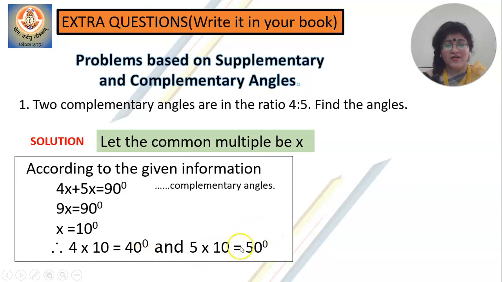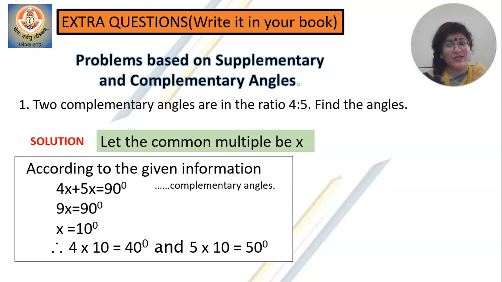And together, won't they total up to 90 degree? So the two complementary angles are 40 degree and 50 degree. And if you happen to take their ratio, divide them, won't you get 4:5? So you got the answer as 4:5. So this is how you could recheck your answer.